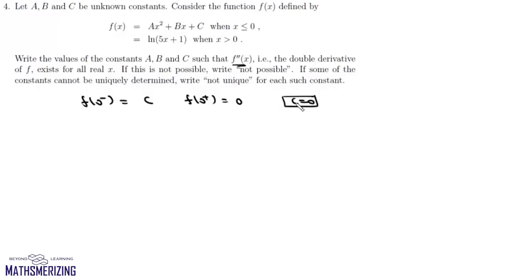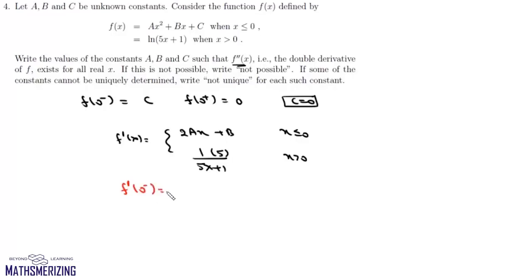And then its derivative should also be continuous. So if we find f dash x, it will be 2ax plus b when x is less than or equal to 0, and here it will be 1 upon (5x plus 1) into 5 when x is greater than 0. Now the left hand derivative at 0 is b, and the right hand derivative at 0 is 5. That means the value of b must be 5. And for its second derivative, again the left hand limit must be equal to its right hand limit.